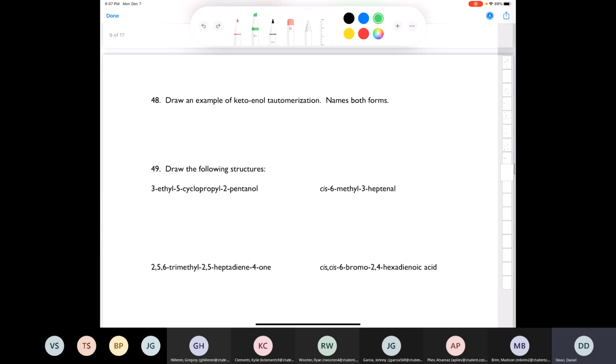Okay, number 48, something that we already did. We already looked at keto-enol tautomerization. Let's say, for example, we look at butanone, which was on the last line, right? We know the keto form is going to predominate. And then if we draw the enol form, it would look something like this. This is the enol form.